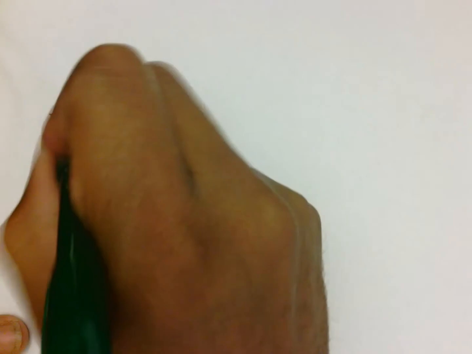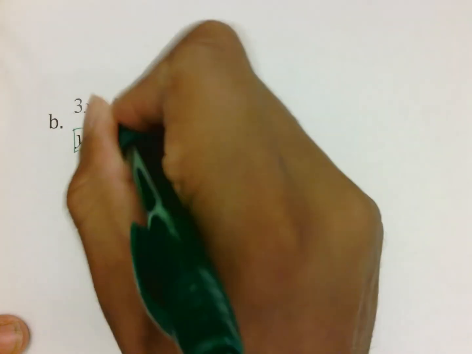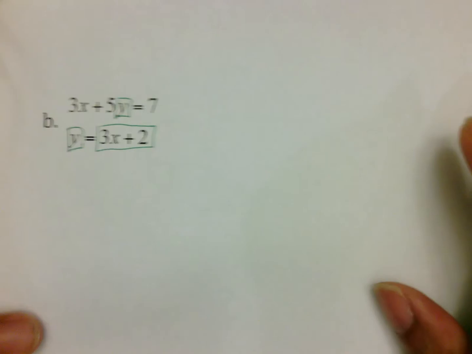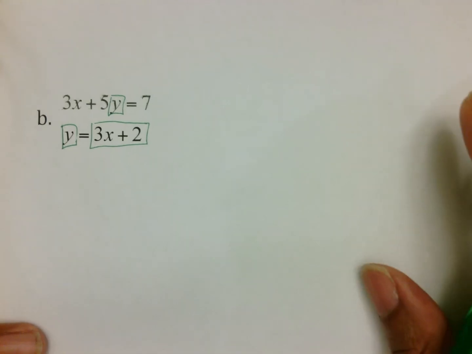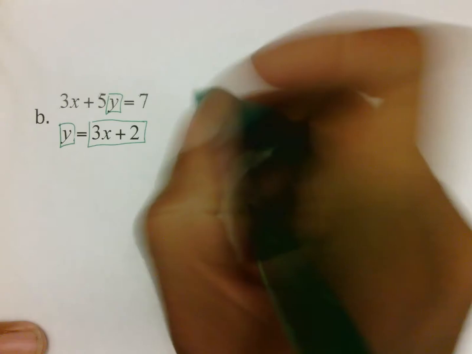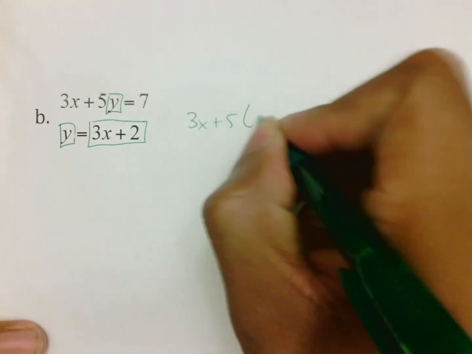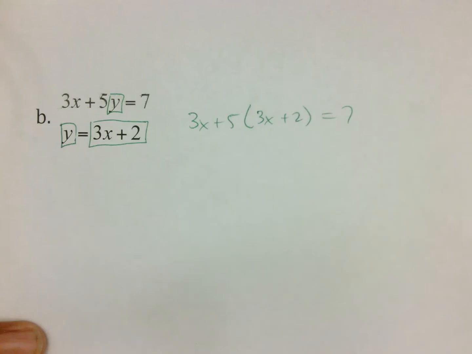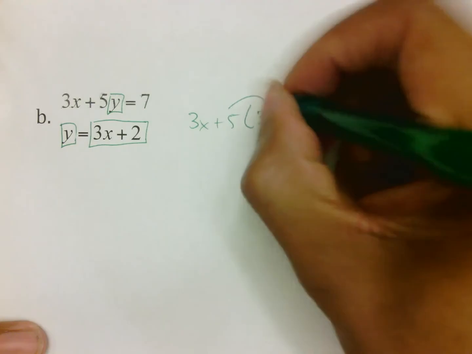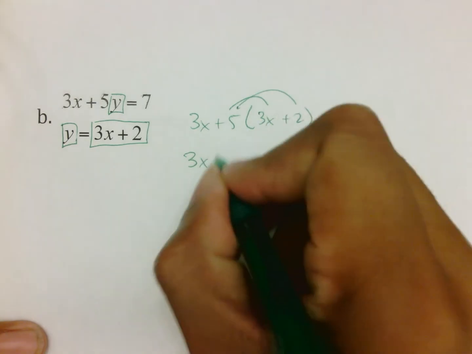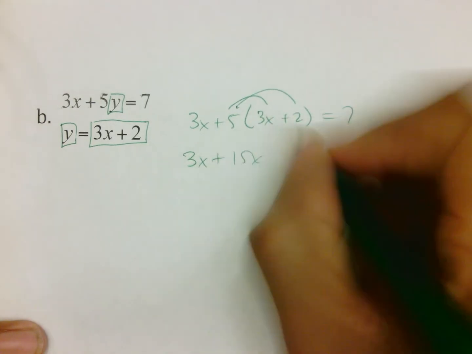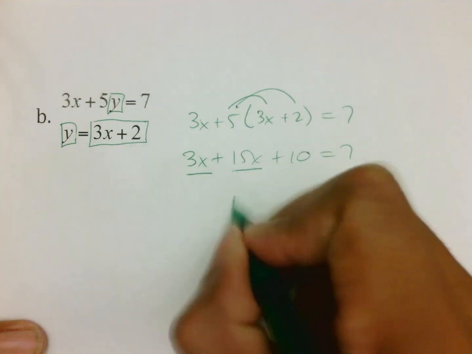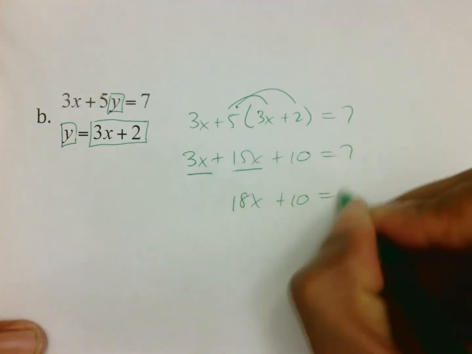Looking at B, this variable is by itself. Again, I'm not going to take forever on the substitutions or the box and switch step because we just talked about it, and if you haven't come back to see me, then I think it's time to now. Other than that, everything in front of the box, 3x plus 5, parentheses, 3x plus 2 equals 7. That would be what we did in the last video. This video here, you are now going to distribute. So 3x plus, that makes 15x, and plus 10 equals 7. Like terms, 18x plus 10 equals 7.